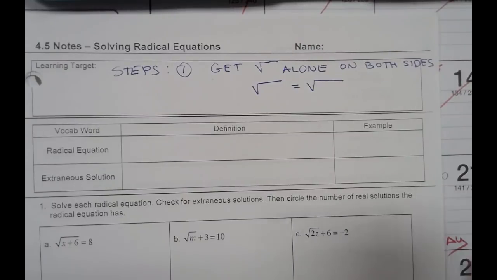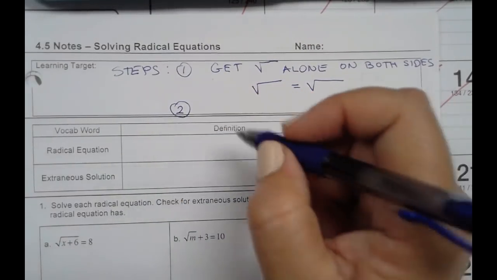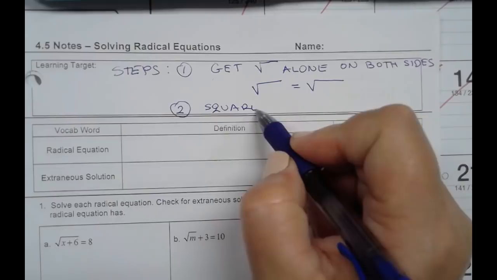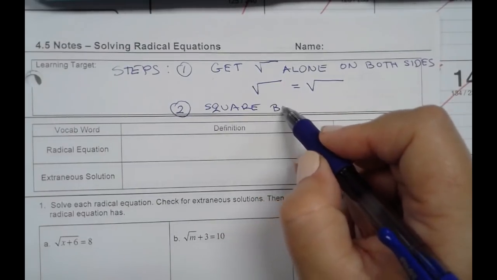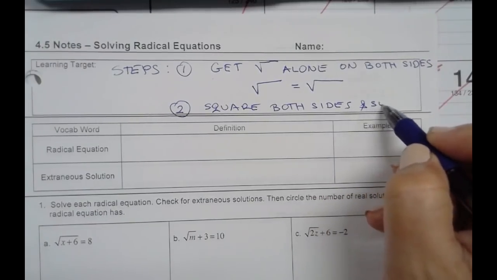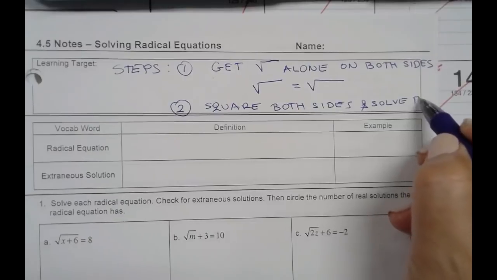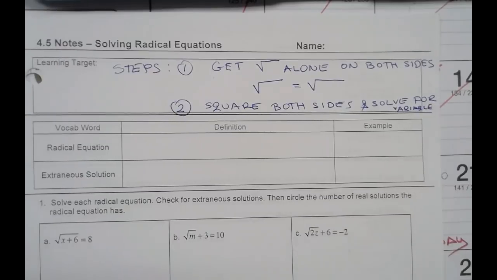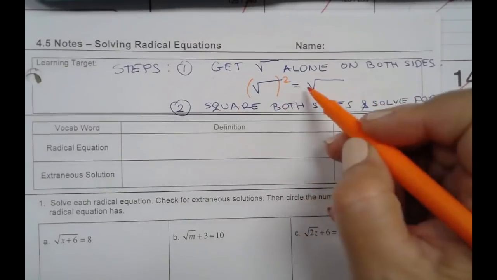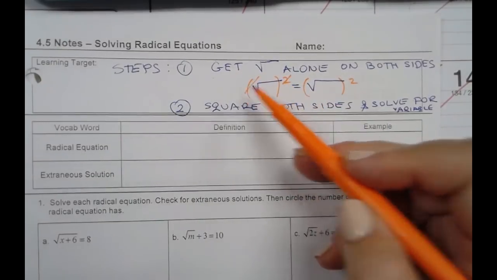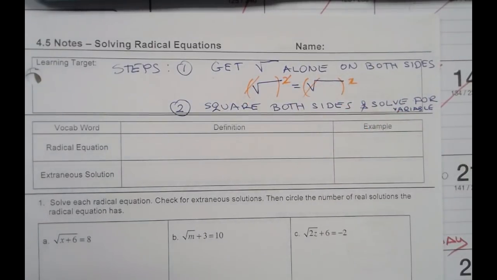Step number two: the opposite of square root is a square. So you're going to square both sides and solve for the variable. Hopefully everybody knows that the opposite of square root is square. So that means you're going to square both sides, and the square and the square root will cancel. And then you just solve the things that are underneath the radical side.